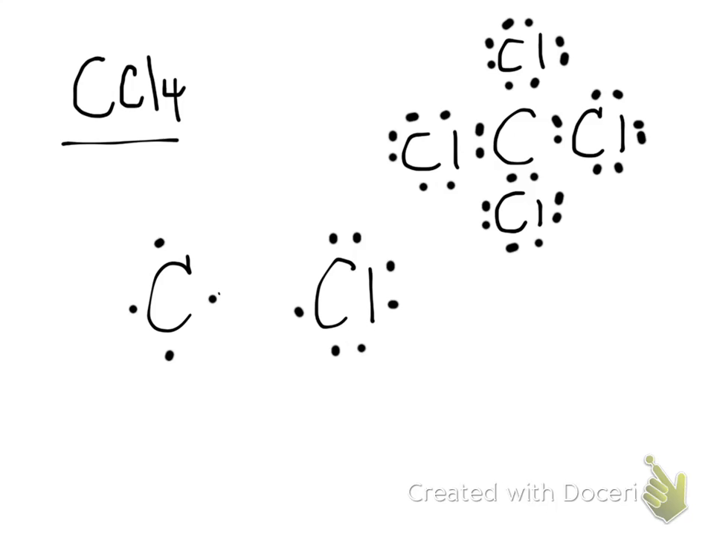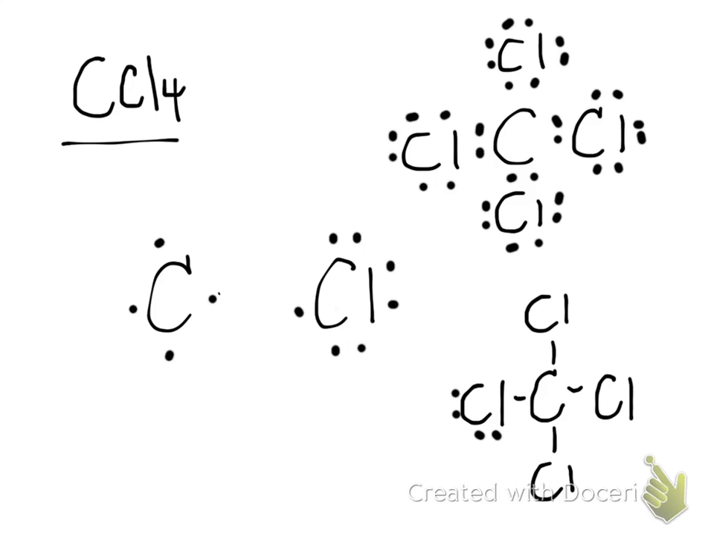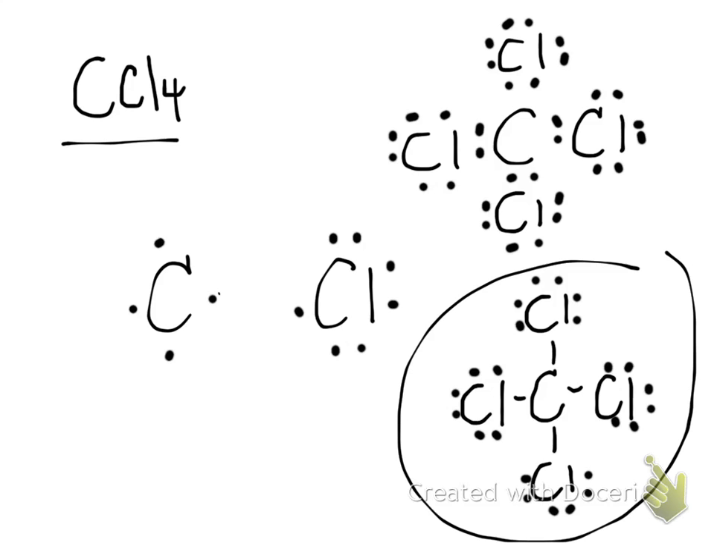And that's typically the initial step of drawing the structure there. And then we simplify that down to represent everything that's being shared with little lines. And we'll get all of our unshared pairs, and there are many here. Okay, and that's it. That's our structure. That's our Lewis structure for carbon tetrachloride.